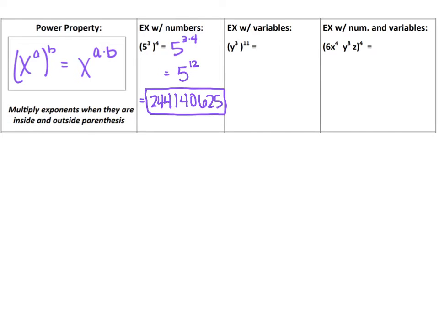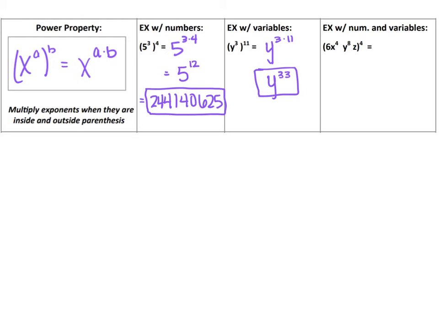What if I have variables? I use the same rule. When I have two exponents like that right next to each other, I need to multiply them together. 3 times 11, and 3 times 11 is 33.